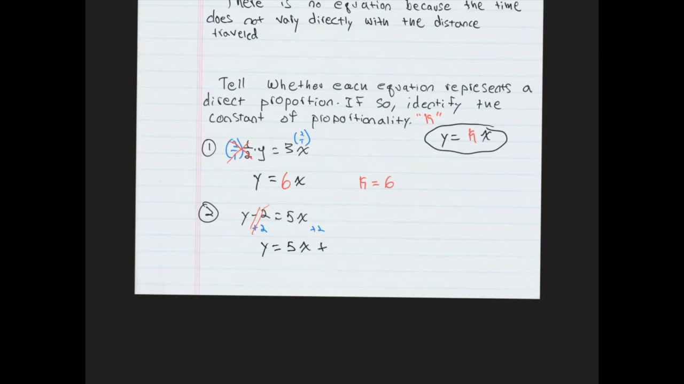5x plus 2. Now notice how there's a difference here. What I want it to look like is y equals some number, which would be k, times x. And I have all of that. However, I can't have a number here. So there can't be any adding or subtracting at the end.